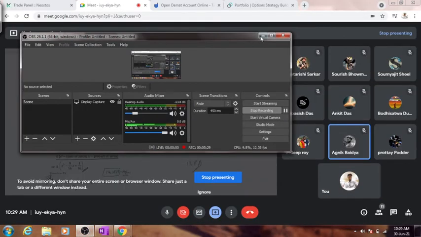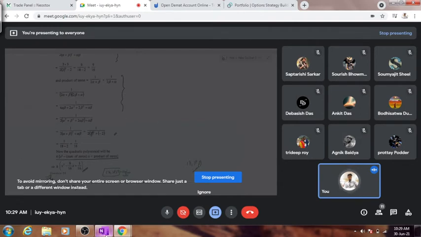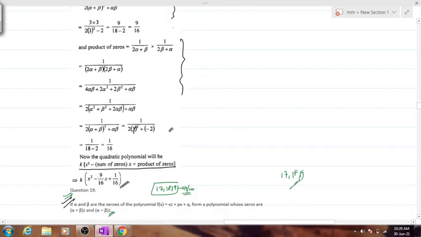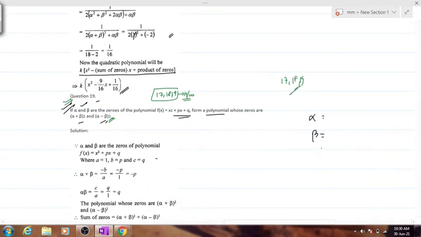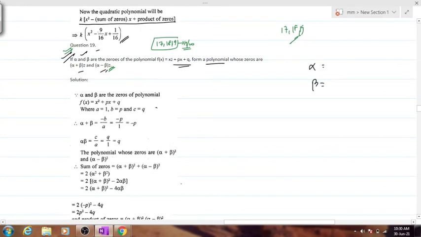Okay. We'll start with question number 19 now. What we need to do? Alpha, beta are the zeros of this polynomial. Form a polynomial whose zeros are this and this. First tell me what is alpha and beta. Tell me what is alpha and beta. Anyone? It will be very simple. It is a very simple ask over here. Directly calculate alpha and beta.